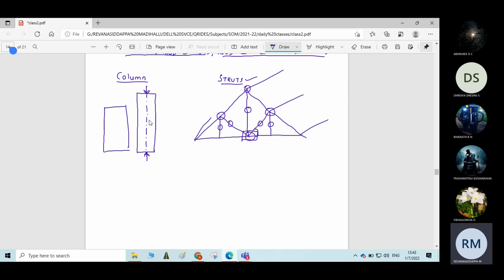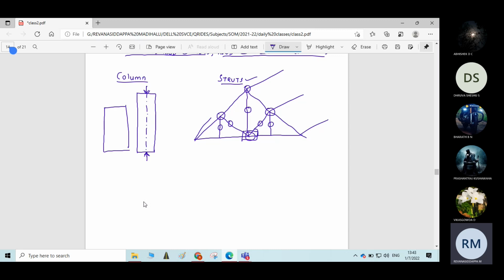And one more condition, if both the ends of the column are fixed. But in practical cases, we will get so many practical conditions for the column, three to four different conditions. For all those conditions, what will happen is the column will tend to buckle.